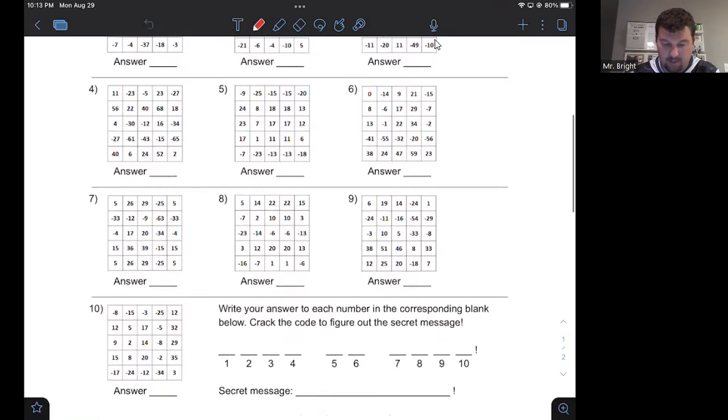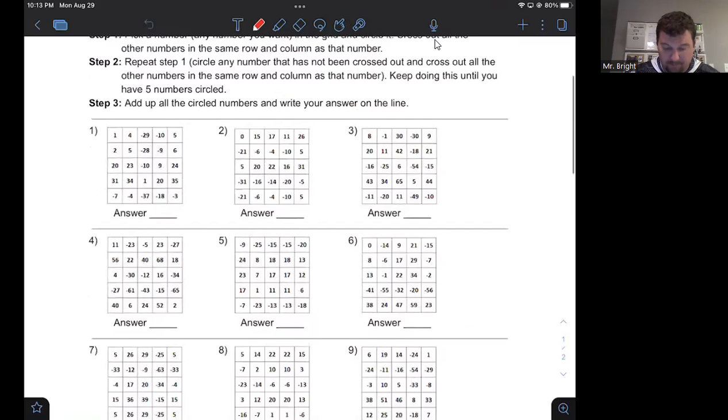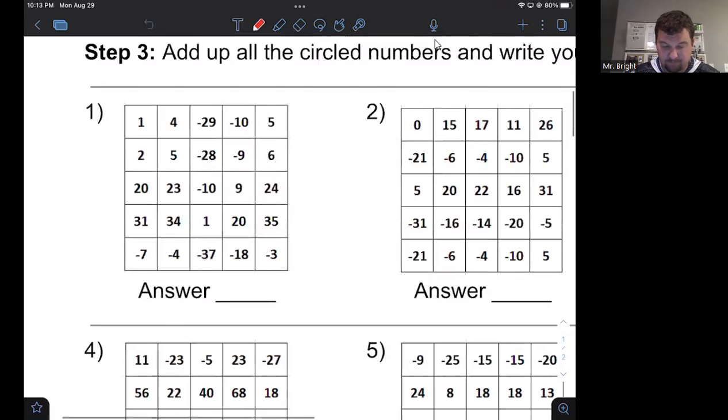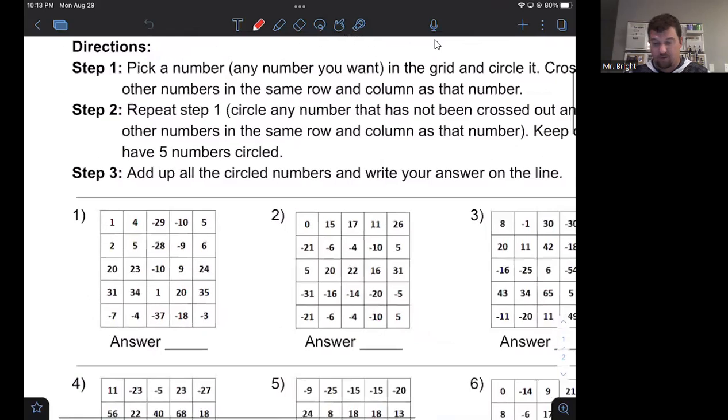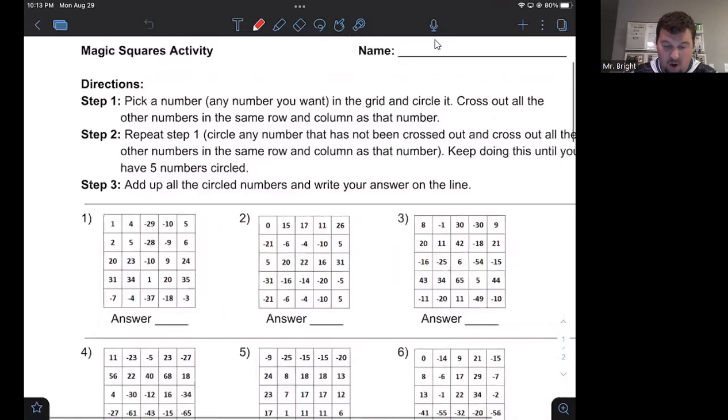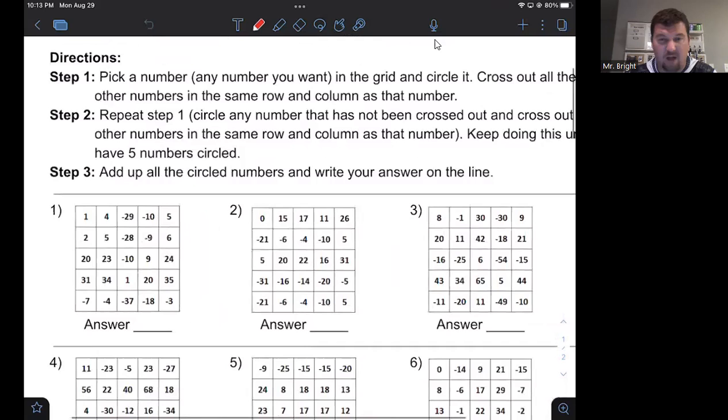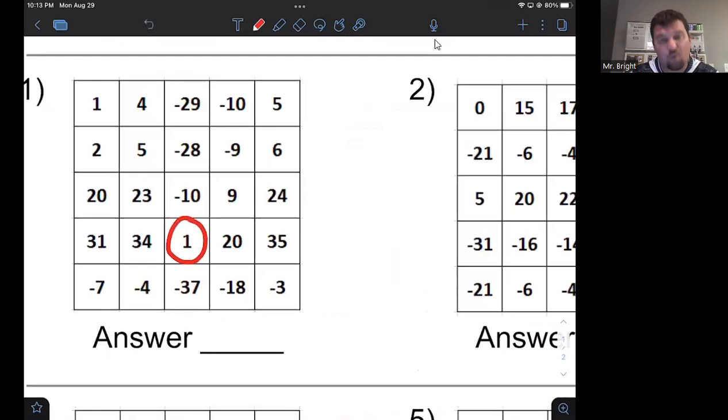So for number 1, we can do this one together. Step 1 says, pick a number, any number you want, in the grid and circle it. Cross out all the other numbers in that same row and column as that number. So let's just say I want to circle the number 1, because why not? Seems easy enough. So what I'm going to do is scratch out all the other numbers in that row and in that column. I'll just do one line. I guess that's probably easier.